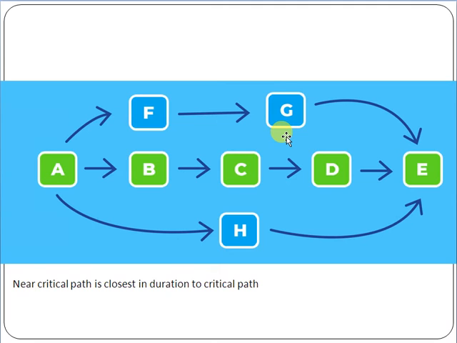So this is called the critical path. Now what is the near critical path? The near critical path is the one closest to the critical path. It means it is the second longest path, and the activities on it have zero float, but it is not the longest path. The longest path is the critical path, and the second longest path, whose activities have zero float, we can say is a near critical path. I hope I have tried my level best to explain the concept of the near critical path here.